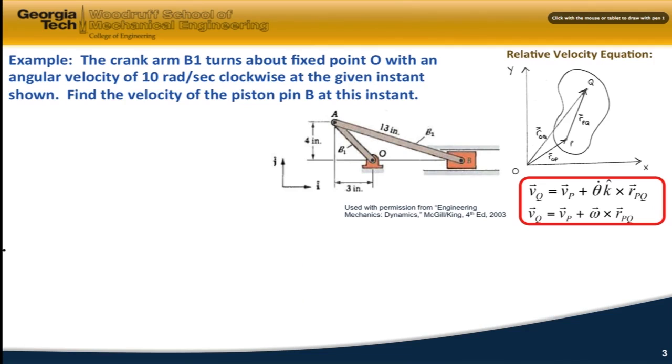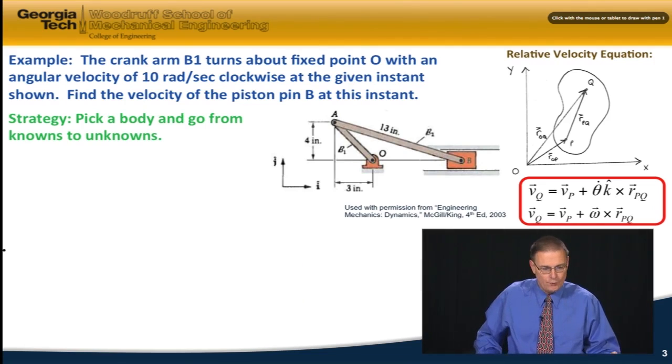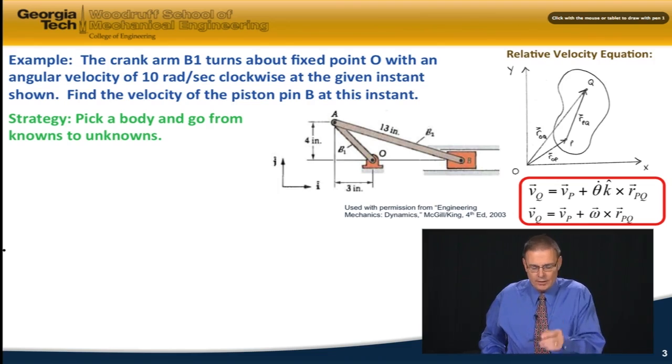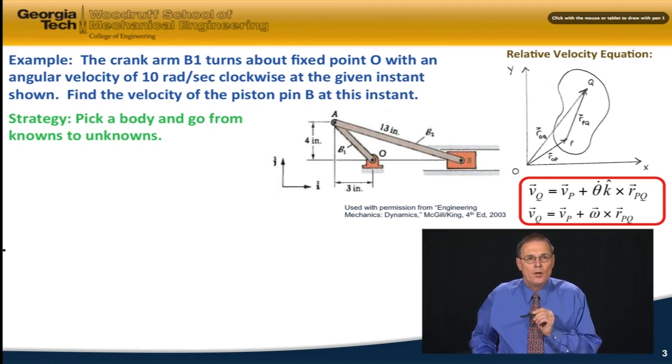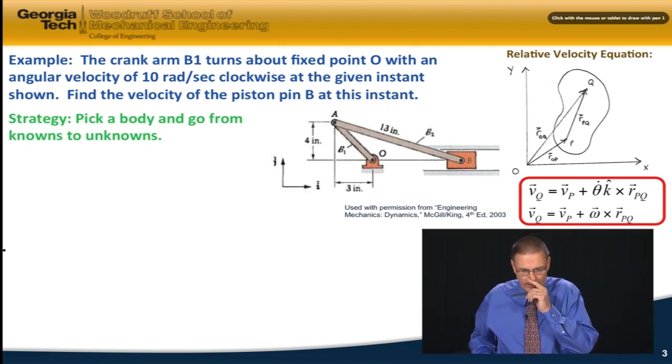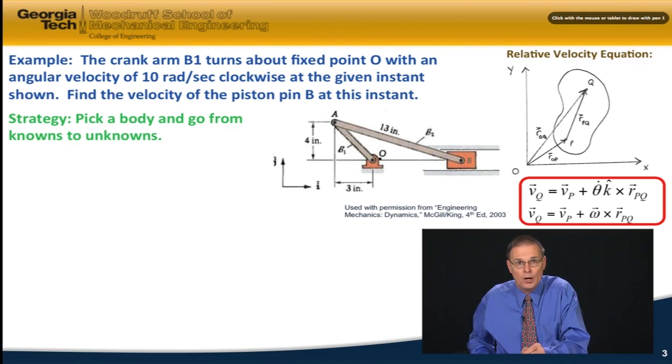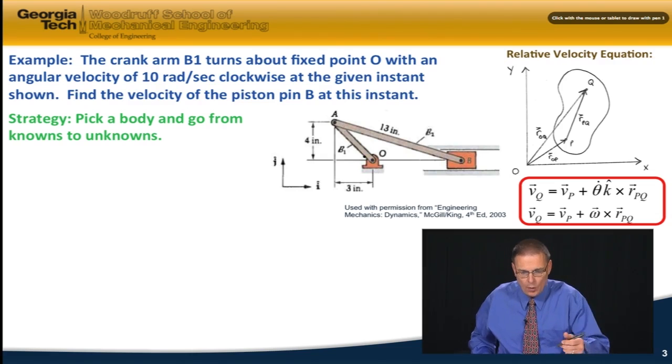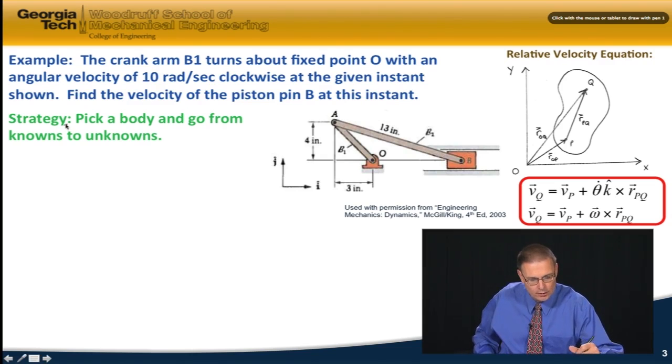Okay, so let's go ahead and talk about a strategy on how to solve this problem. Generally, I would think the best approach is to pick a body, one of the bodies in the problem, and go from knowns to unknowns. So in this case, the body I know something about is body B1, the crank arm. I know that it has a 10 radian per second clockwise angular velocity, and I also know that its velocity at point O, since it's a fixed pin, is 0. So let's go between O and A and write our relative velocity equation.